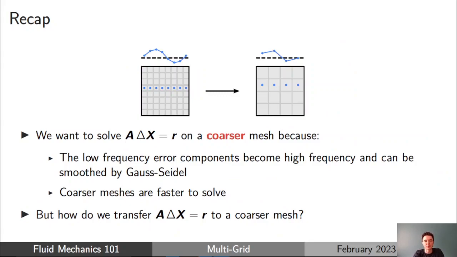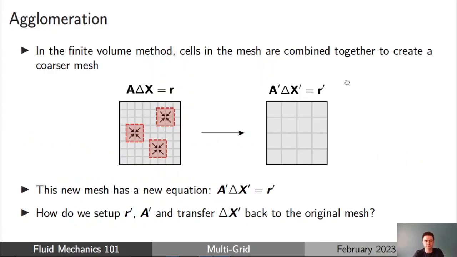And the idea we introduced at the end of the previous lecture is we want to solve the update equation on a coarser mesh because the low frequency components that we have on the original mesh become high frequency, so they're easy to remove with the Gauss-Seidel algorithm, and also iterations on the coarser mesh are faster because the matrix equations are smaller. But the big question is, of course, how do we transfer this equation A Δx = r from the original mesh down onto a coarser mesh?